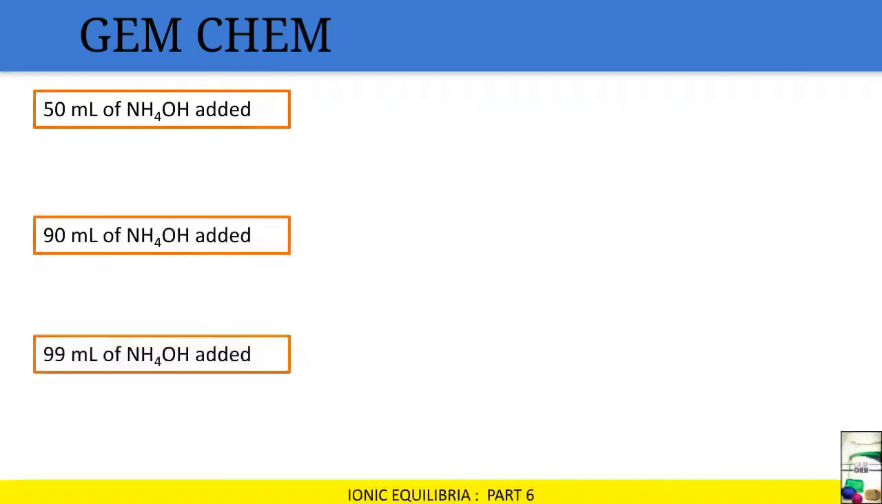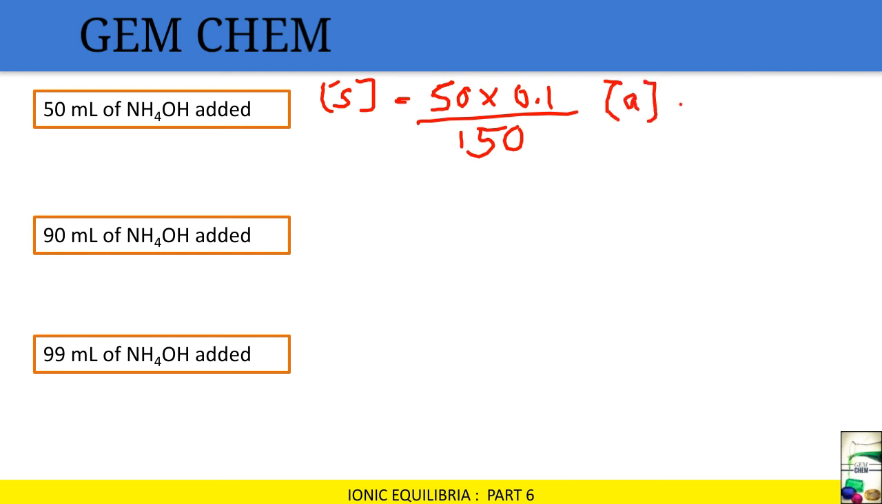Now, when 50 ml is added, similarly the concentration of salt becomes 50 ml of CH3COONH4 formed into 0.1 divided by 150. And the concentration of acid is 50 ml left into 0.1 divided by 150.